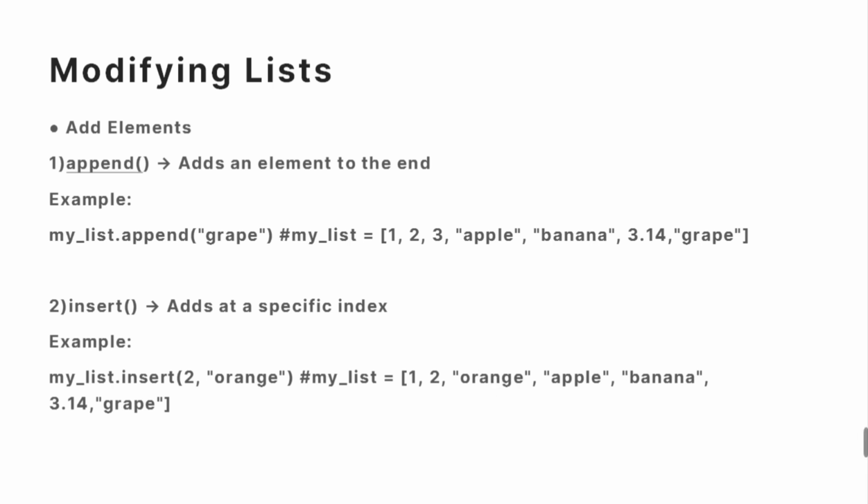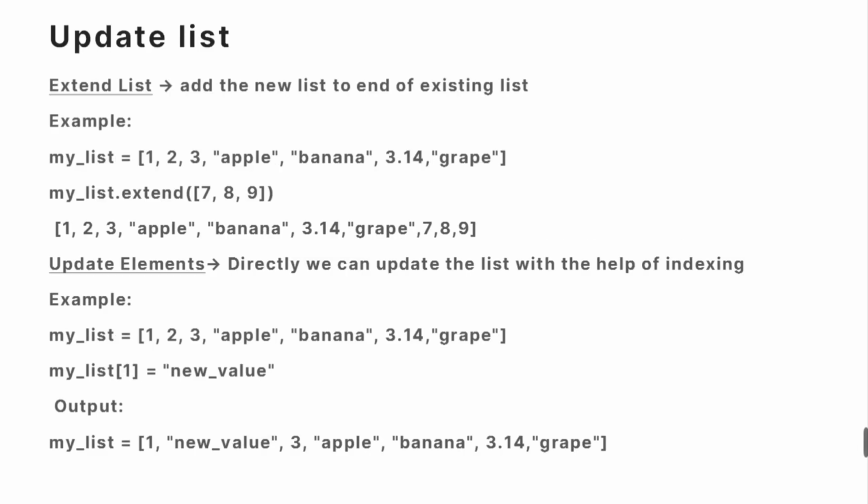Next is how we can extend the list. For example, if you want to combine two lists, then we have to use the extend method. In this example you can see my_list.extend of 7, 8, 9, which will add this list at the end of my_list. So the output will be 1, 2, 3, apple, banana, 3.14, grape, and 7, 8, 9.